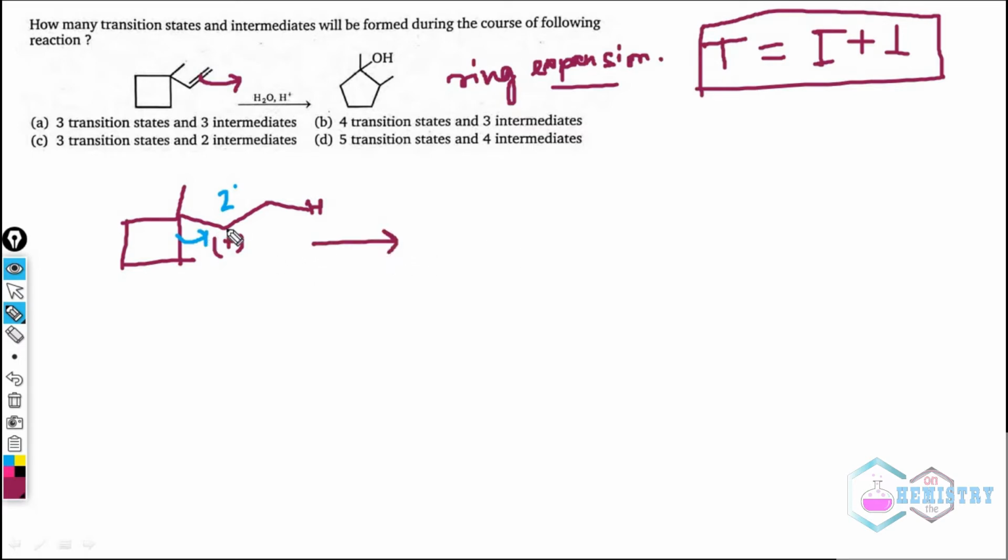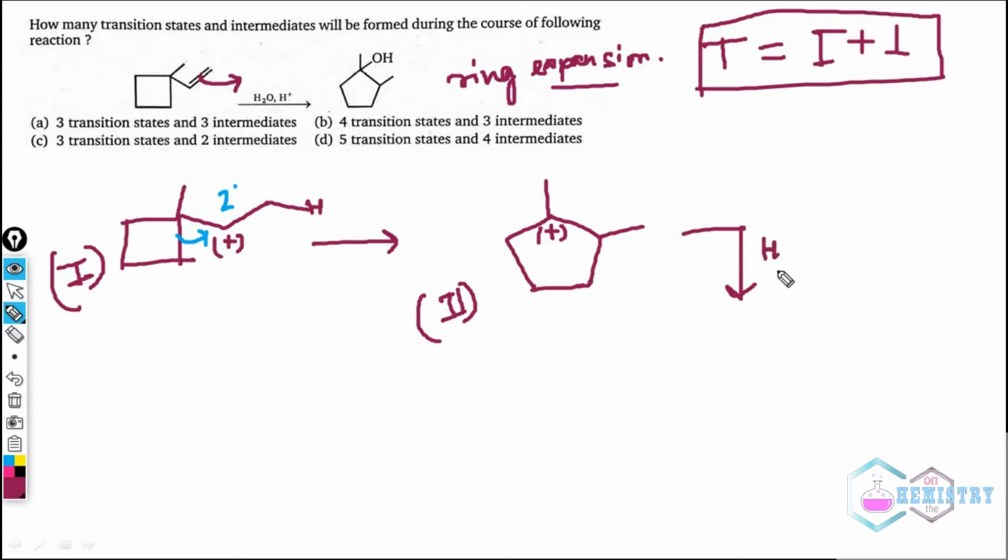So this will be 1, 2, 3, 4, 5. So a 5-member ring. Our 5-member ring is done. In number 1 there is hydrogen, and in number 2 carbon there is another methyl group, and the plus charge will form on the plus position. So this is the one. So this is our first intermediate. This is our second intermediate.